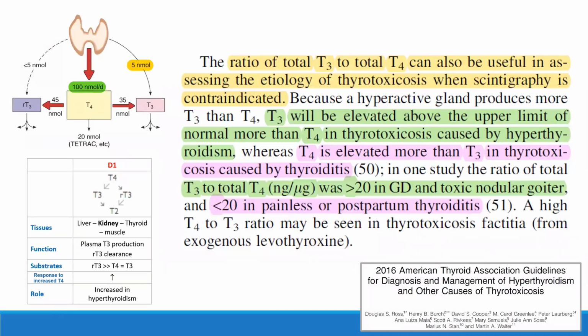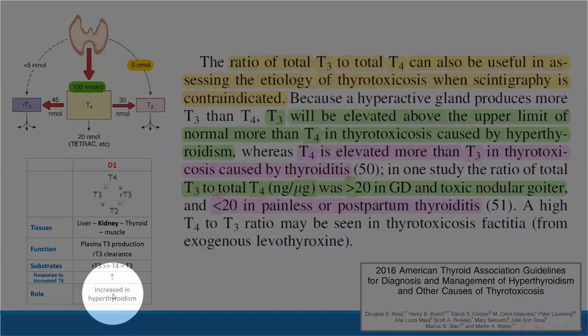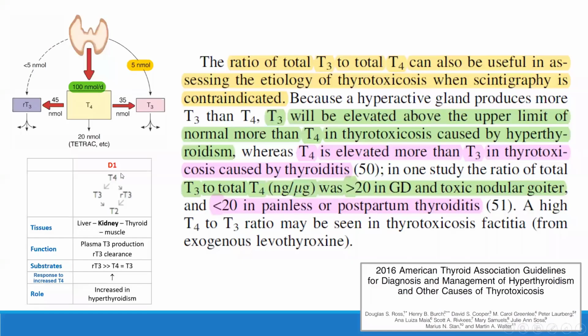A ratio of total T3 to total T4 can also be useful to differentiate between Graves' disease or toxic adenoma versus thyroiditis. Actually, this is from the American recommendation, and I would like to hint about the deiodinase type 1, which is responsible for conversion of T4 to T3 and is increased in hyperthyroidism. So in hyperthyroidism, more T4 will convert to T3. So in endogenous hyperthyroidism, T3 will be elevated more than T4.